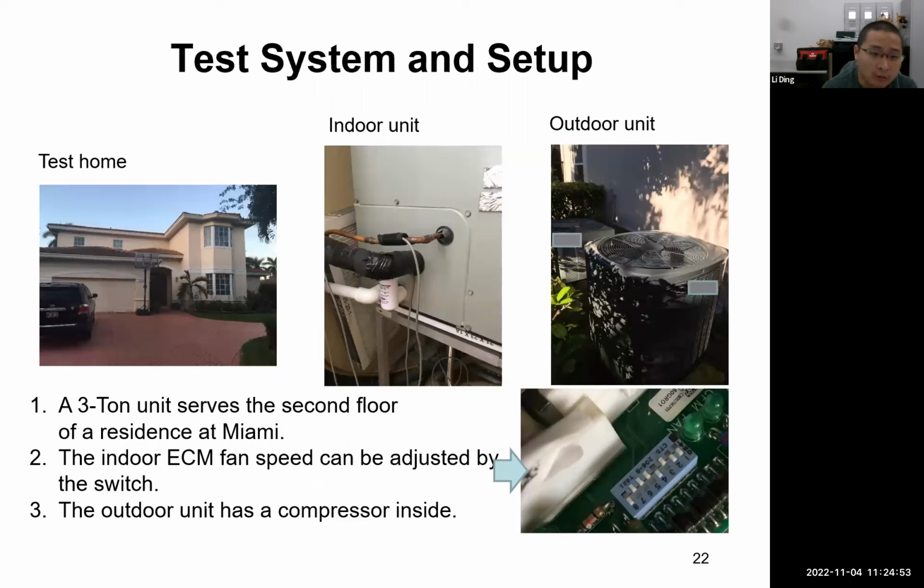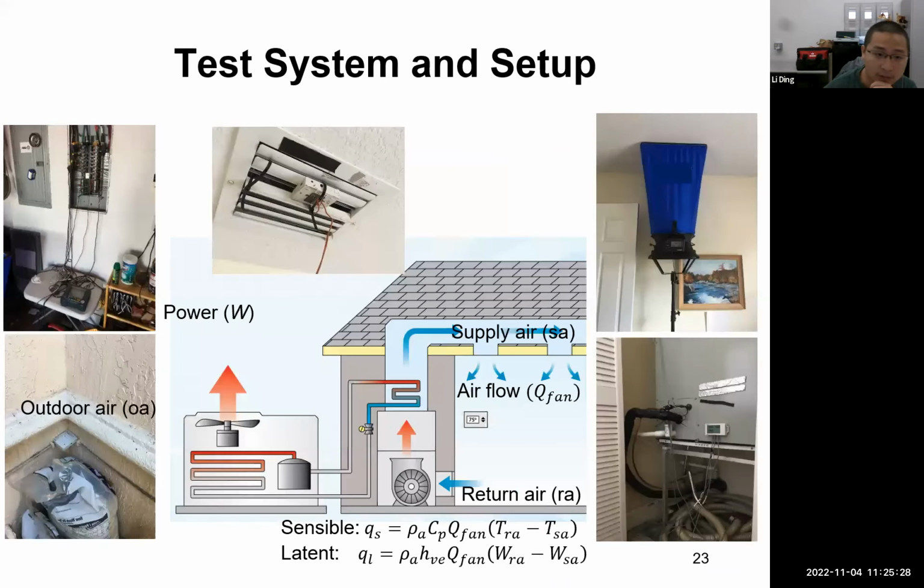Then we can show our test system and the setup. You can see the pictures here: the test home, indoor unit, and outdoor unit. A three-ton unit serves the second floor of our residence in Miami. The indoor ECM fan speed can be adjusted by the switch here. You can see the switch here. And the outdoor unit has a compressor inside. This is the system.